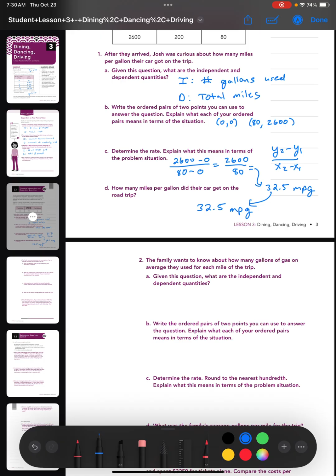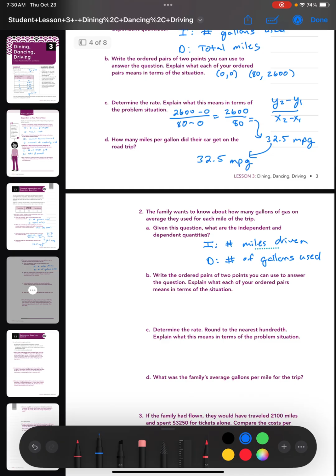So our independent quantity in this case, we're looking at number of miles per gallon. So our independent quantity would be the number of miles driven. And our dependent quantity would be the number of gallons used. So if we wanted to write an ordered pair for this situation, it's going to reverse what we just looked at. So we have 0, 0, and our miles driven, our independent now is our x, so 2,600, and our number of gallons used is 80.